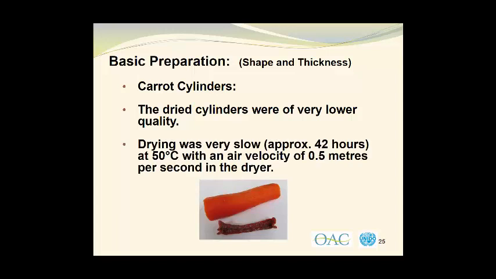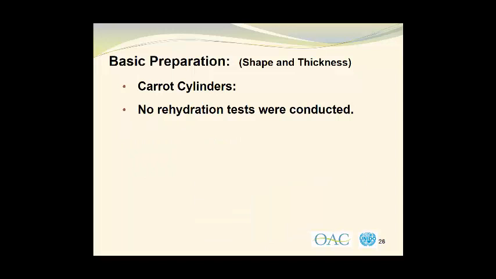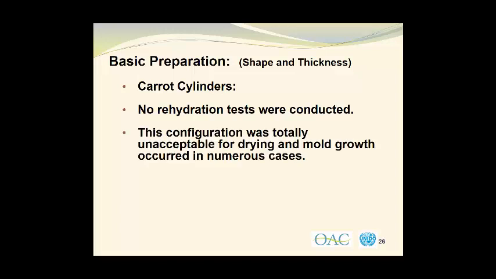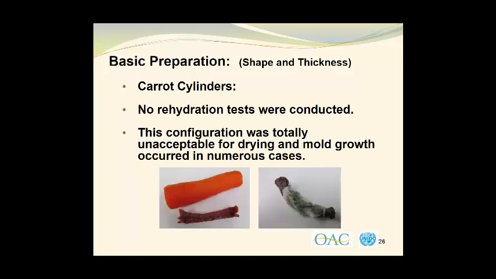It took about 42 hours to dry these carrot cylinders, and that was done once again at a temperature of 50 degrees Celsius with the same air velocity of 0.5 meters per second as we used in the other tests. No rehydration tests were conducted on this material since we knew right away that it wasn't suitable for consumption. This configuration was totally unacceptable for drying, and mold growth occurred in numerous cases, as is shown in the photograph on the right.